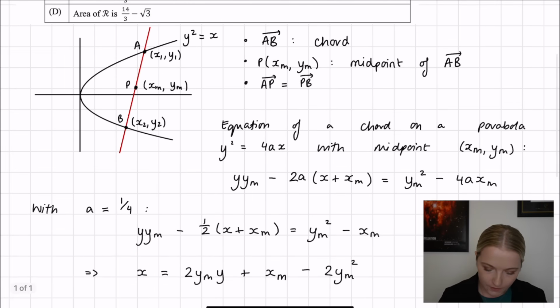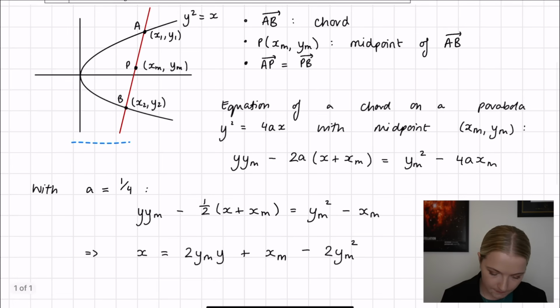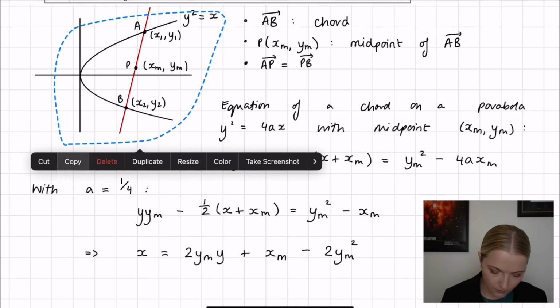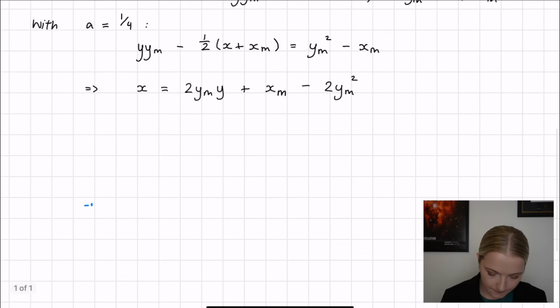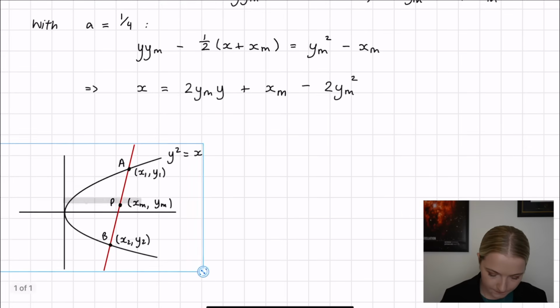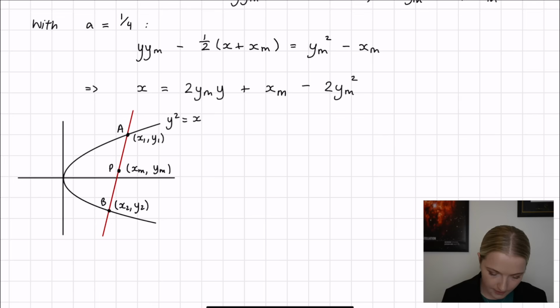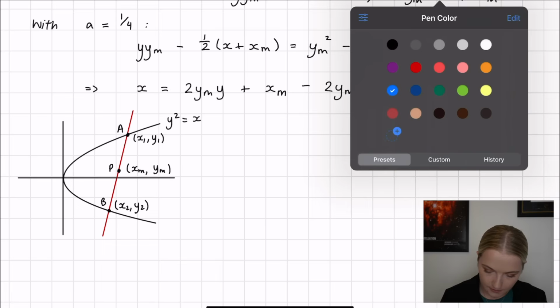Now we're going to want to calculate the area. So I'm just going to copy this and move it down just so we know what we're dealing with. So we're going to want this area in here.